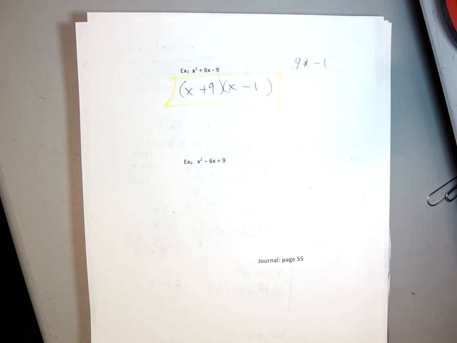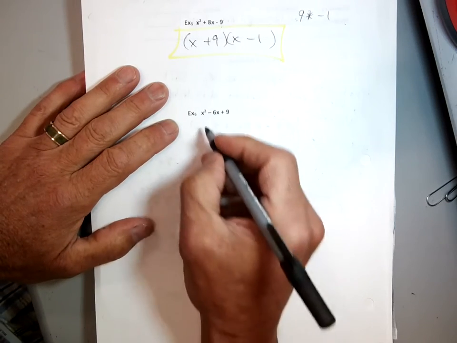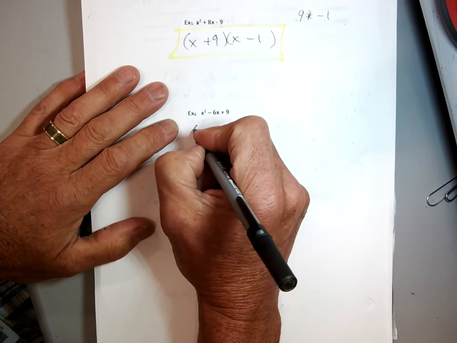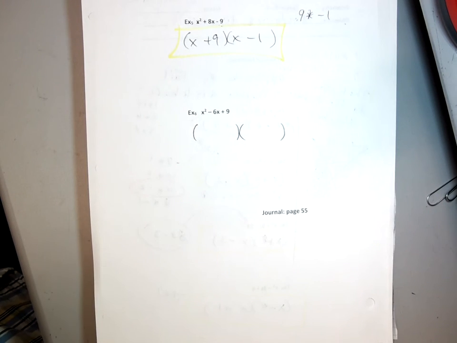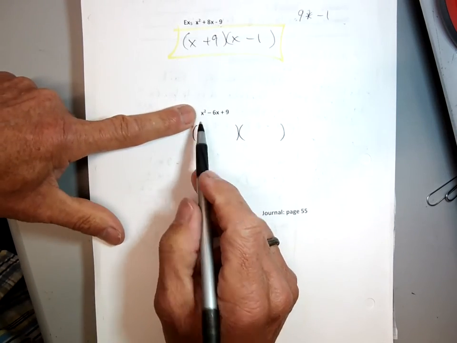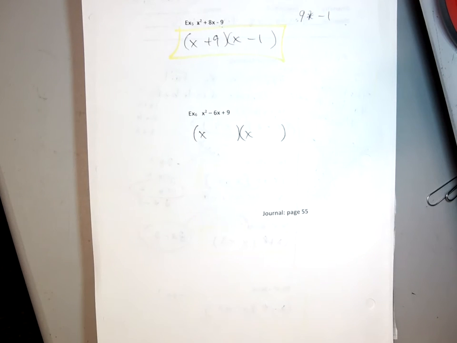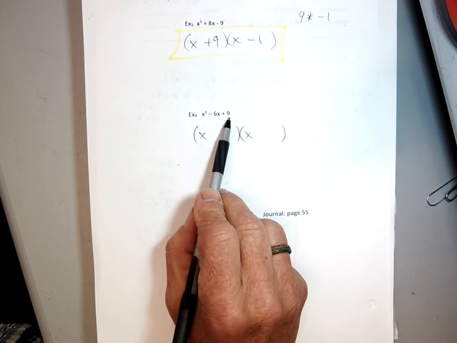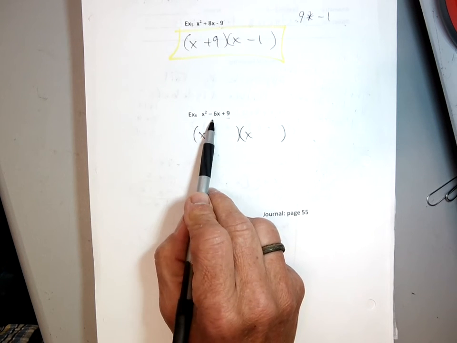Okay. Last one, example 6. Okay. So start off again. Parentheses, parentheses, parentheses, parentheses. And the only way we're going to get an x squared is to go x and x, because x times x is x squared. All right? We need the multiples of the last number. We need the multiples of 9. What times what makes 9 that add up to negative 6? So I'll let you think about it.